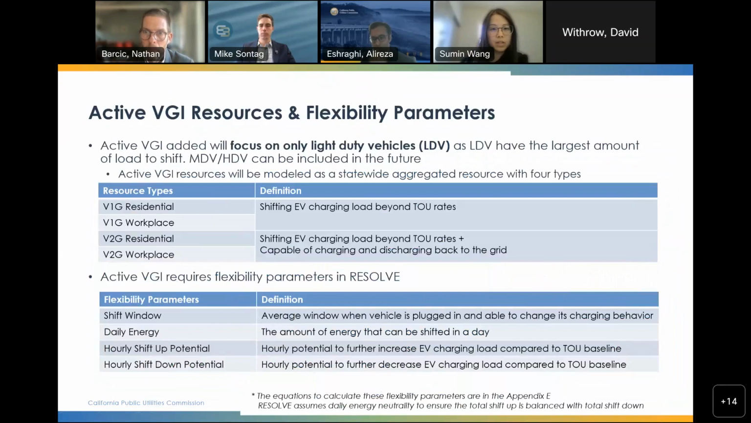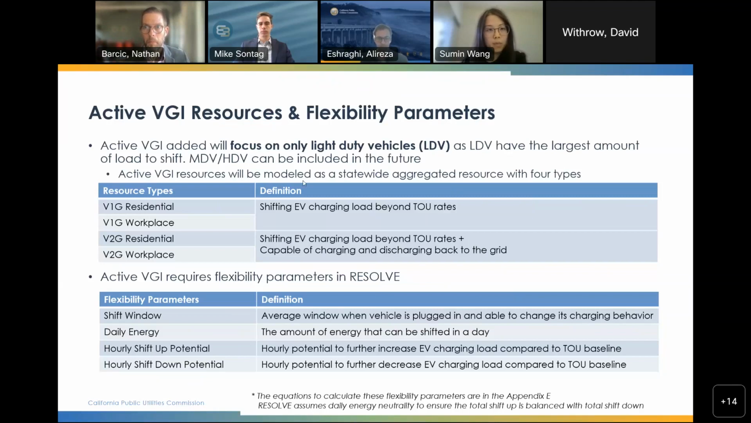The active VGI resources added in this year's analysis will only focus on light-duty vehicles, as light-duty vehicles have the largest amount of load to shift. Medium and heavy-duty vehicles will be included in the future, but since this is the first time we do the analysis, we want to narrow the scope a little this time. And the active VGI resources will be modeled as a statewide aggregated resource with 4 major types, V1G MB, V2G residential, and V1G MB, V2G workplace.